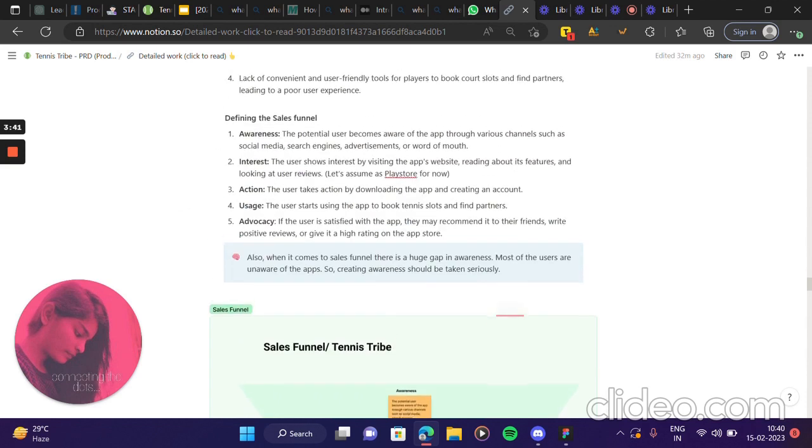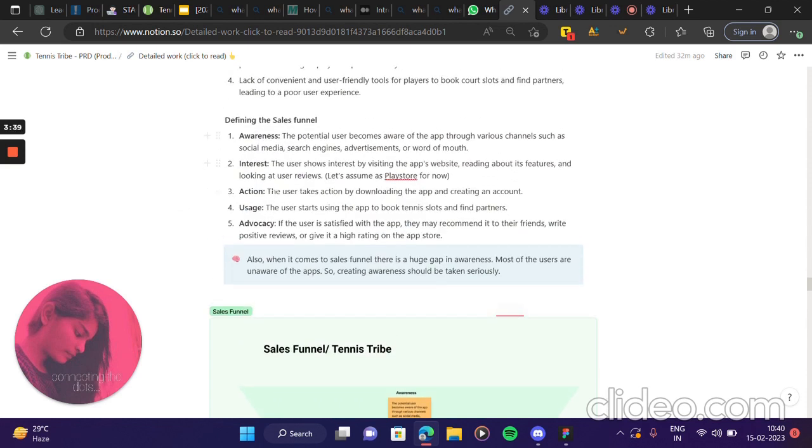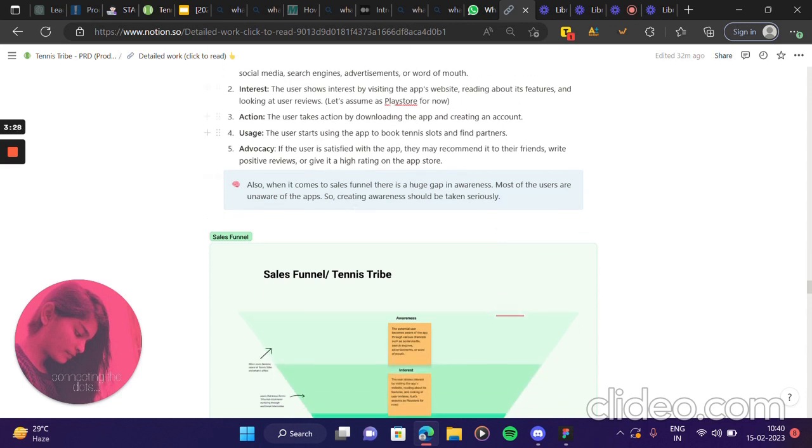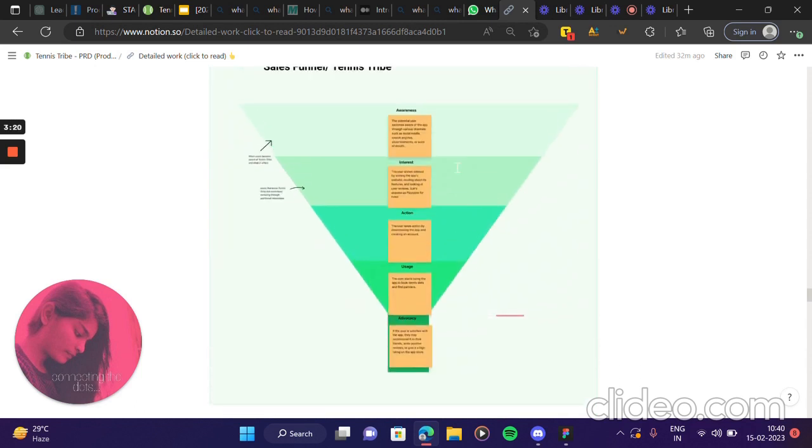Once they get the awareness, they get interested, they look into the app and they take the action. They download the app, they start creating the account, they start using it. And if they find it really nice, they will be recommending it to their friends and well wishers. So this was it.